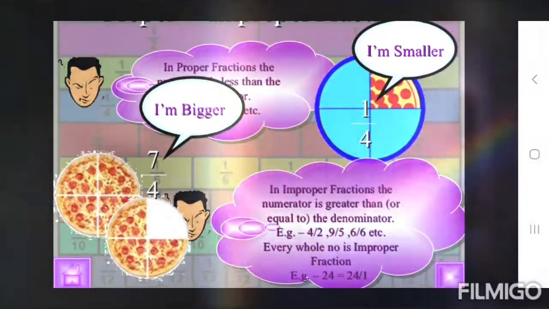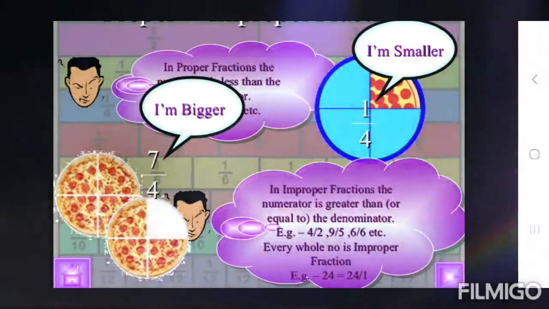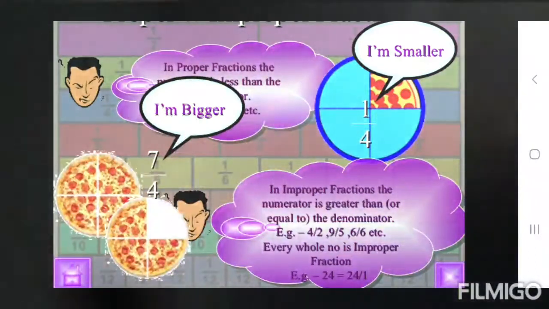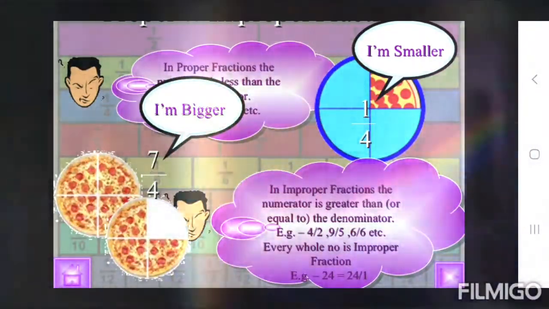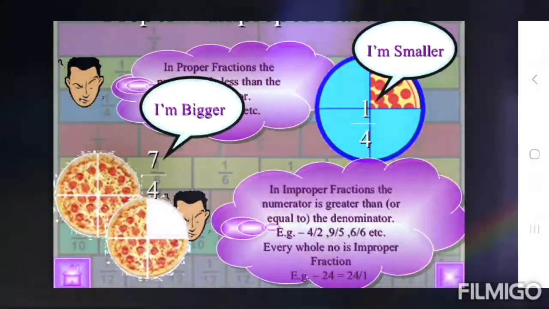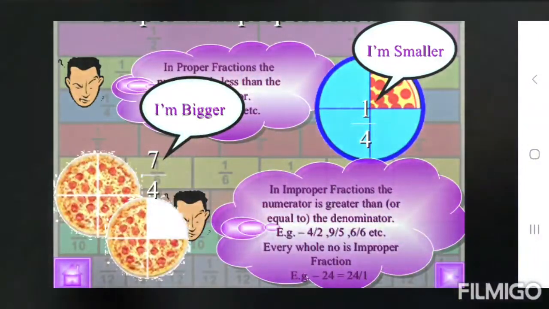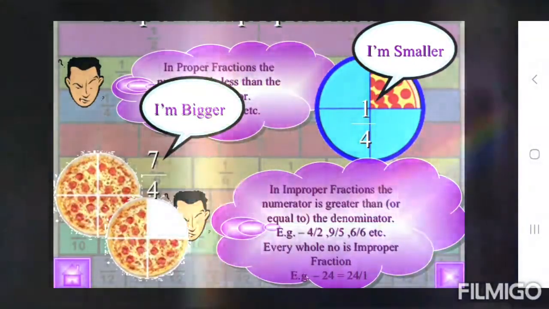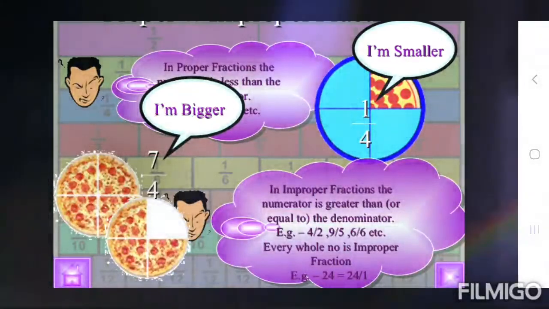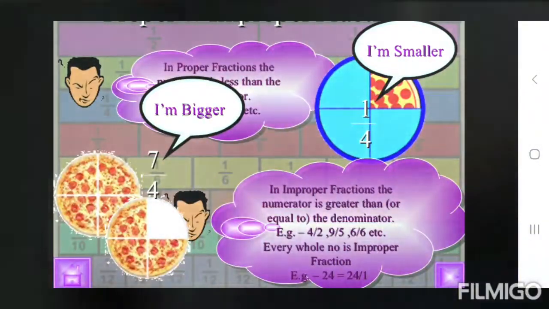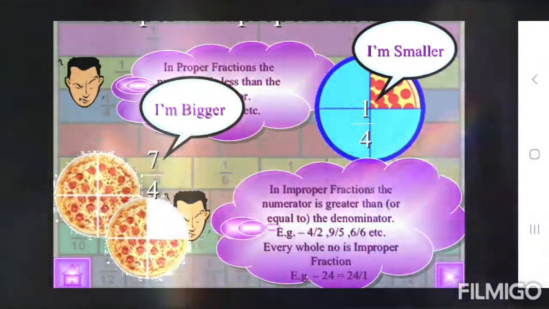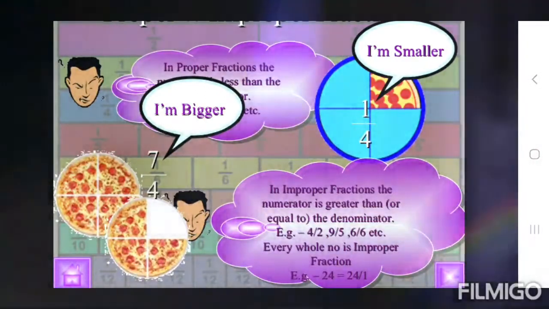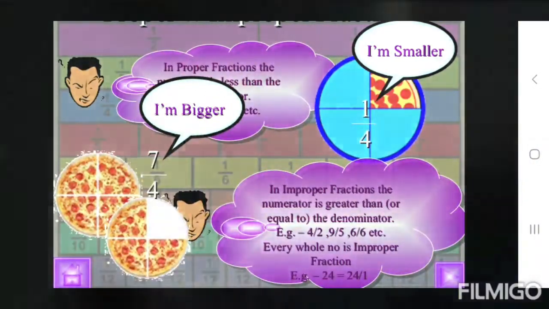So in proper fraction, the numerator is less than the denominator. And in improper fraction, the numerator is greater than or equal to the denominator. For example, 4 upon 2, 9 upon 5, 6 upon 6. So every whole number is an improper fraction. So we recall what is proper fraction and what is improper fraction.